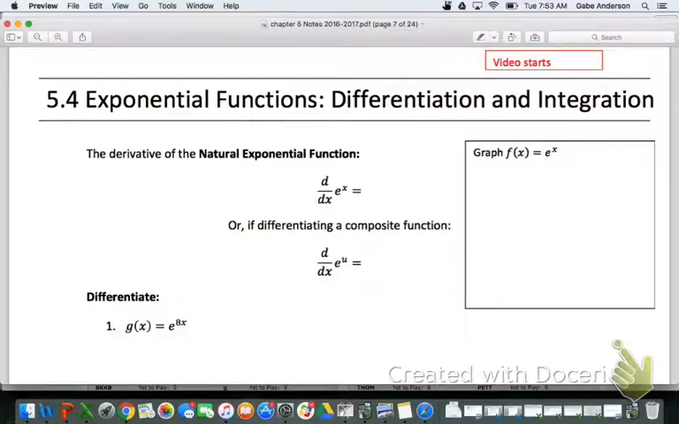All right, this is the intro video for AP Calculus AB section 5.4. We're going to be looking at the derivatives of exponential functions as well as some integrals of exponential functions.